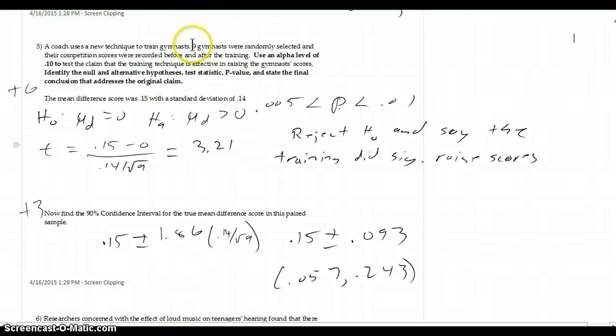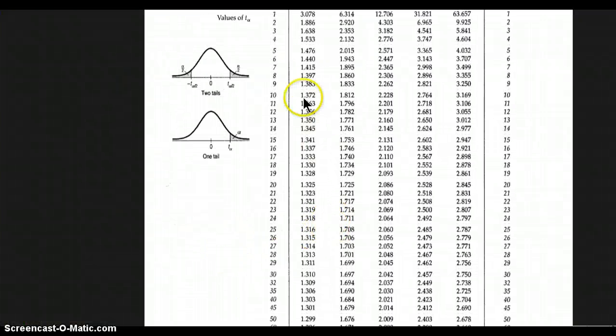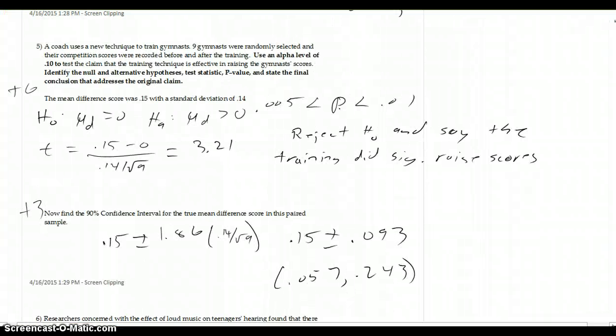There were 9 gymnasts, so if we look in row 8, 3.21 puts us right in there, and since it's a one-tailed test, somewhere between 0.005 and 0.01. So that's our p-value, somewhere between 0.005 and 0.01. And that means we should reject the null and say that training, yeah, it's working, it's raising scores.